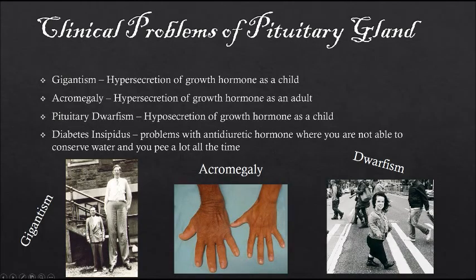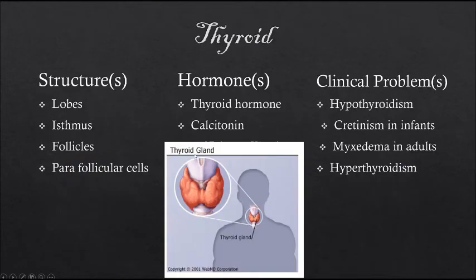The clinical problems of the pituitary gland are gigantism, which is hypersecretion of the growth hormone as a child; acromegaly, which is hypersecretion of the growth hormone as an adult; pituitary dwarfism, which is hyposecretion of the growth hormone as a child; and diabetes insipidus, which causes problems with the antidiuretic hormone, where you're not able to conserve water and that makes you pee a lot all the time.